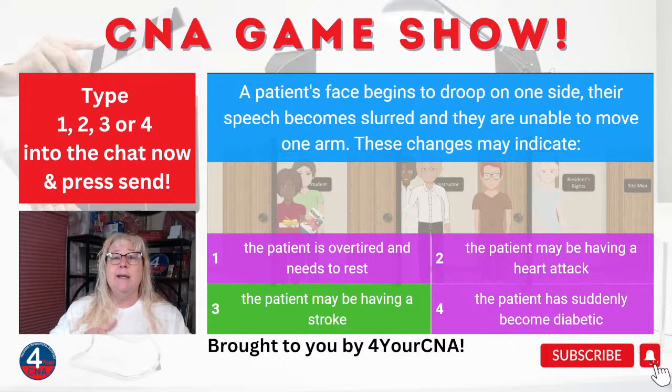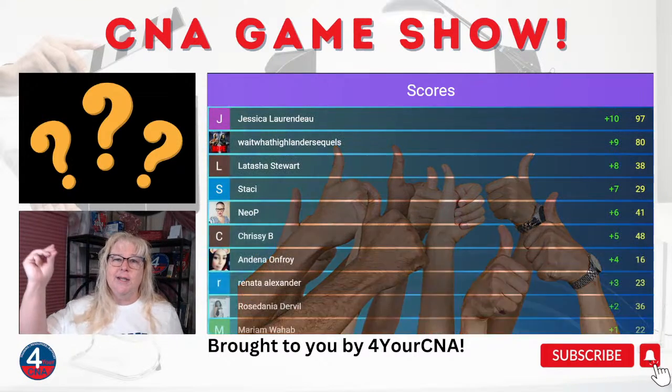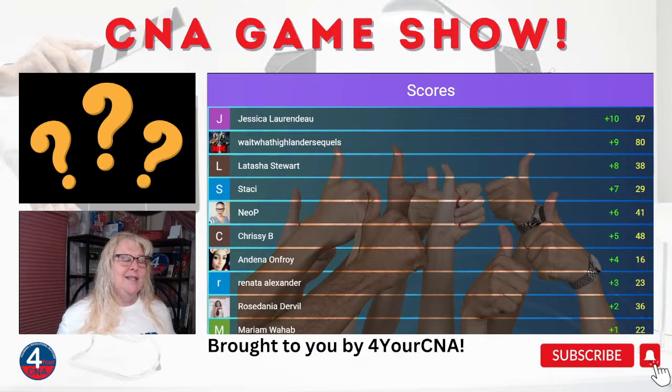So if you notice these symptoms, drooping of the face, slurred speech, one side of the body isn't moving properly, you must report that right now. We have to know these signs inside and outside so the patient gets the right care that they need. Having this patient lie down and rest is going to delay treatment and could lead to long-term consequences. Diabetes never occurs suddenly, so that word suddenly is not appropriate.